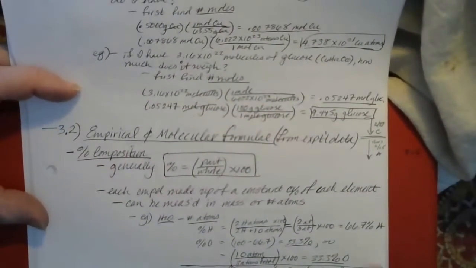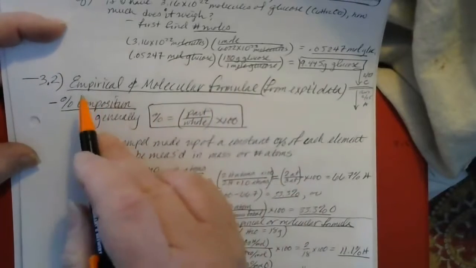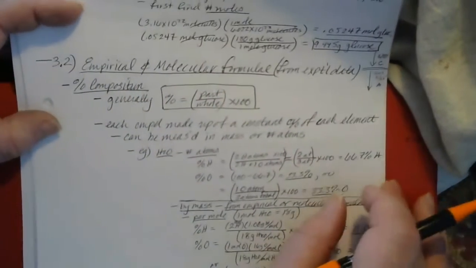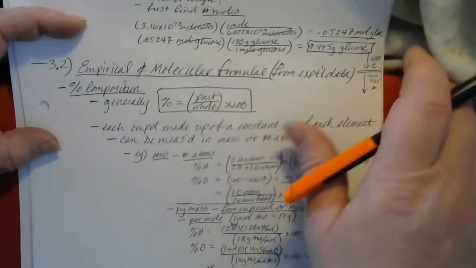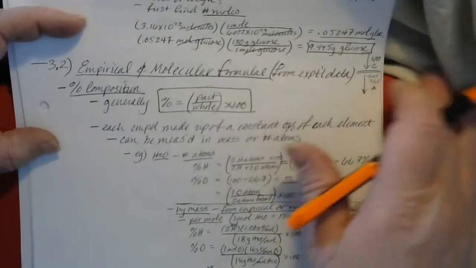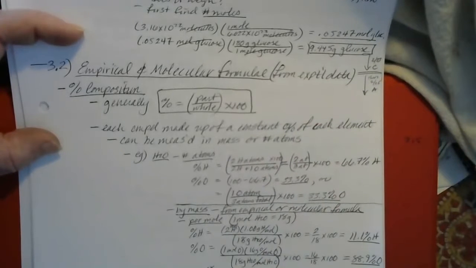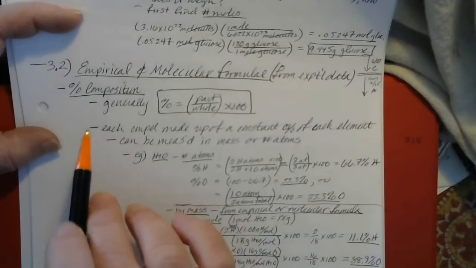And that led us up to the second section of chapter 3, which we were just about to start last time, and we will start now. This is about empirical and molecular formulas of compounds and how to determine them from experimental data. We went over a little bit of this in the first chapter, I think, where we talked about finding molecular formulas from empirical formulas or vice versa. And we're going to go into it in a little bit more detail now.